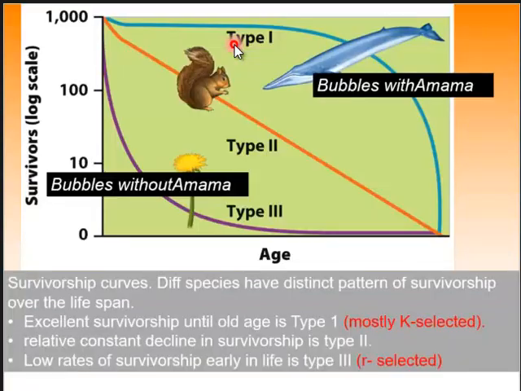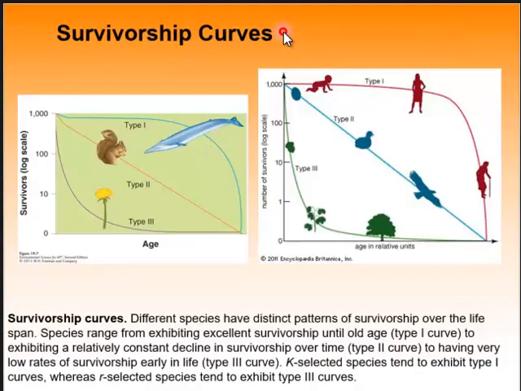You should have said the K selected species. Bubbles with a mama were type 1. They would have exhibited this type of curve. Most of the bubbles survived their infancy and toddlerhood because you were helping them. You were caring for them.